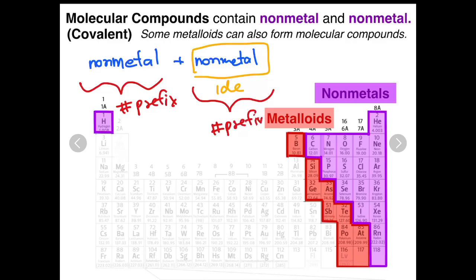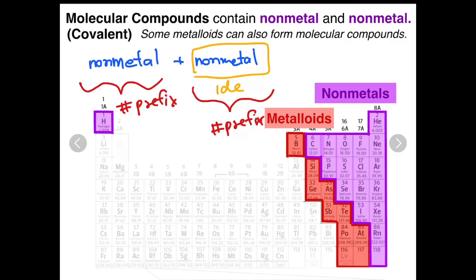I'm going to go over more examples in the next slide, but what I would like you to look at first is where the non-metals are located. The non-metals are on the right side, right? So this right corner right here. The molecular compounds can also be from the combination of a metalloid and a non-metal. So it can be between non-metal and non-metal, or metalloid and non-metal.